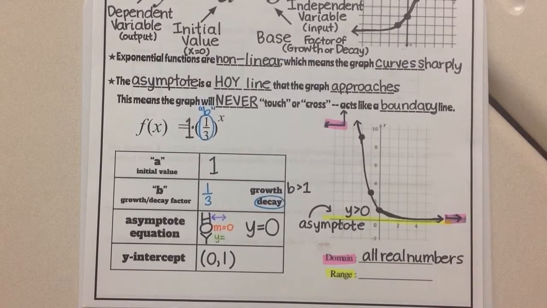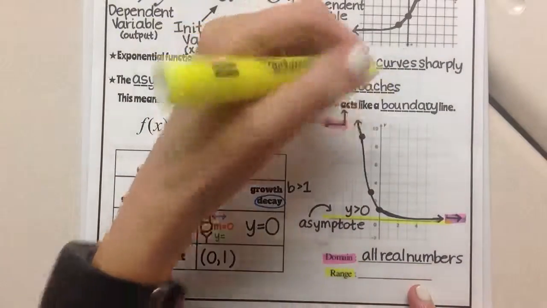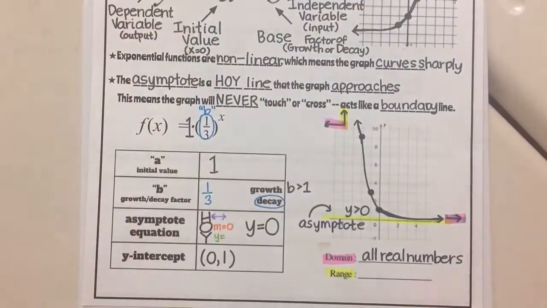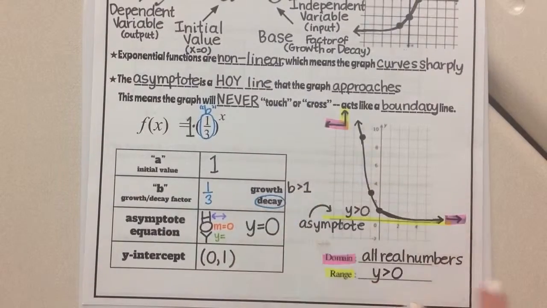And so now I'm going to look at how far up my graph goes on the y-axis, and I run into an arrow which tells me that it keeps going up, it never stops, so I can't draw a boundary line. So my range for this exponential function is y is greater than 0.